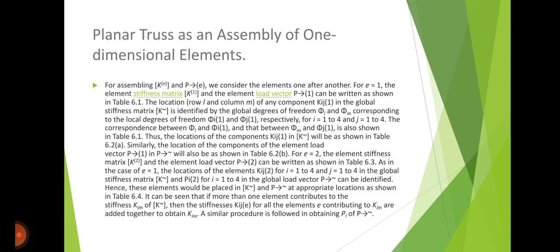It can be seen that if more than one element contributes to stiffness K_lm, then the stiffness K_ij^(e) for all the elements e contributing to K_lm are added together to obtain K_lm. A similar procedure is followed to obtain P_l of P.